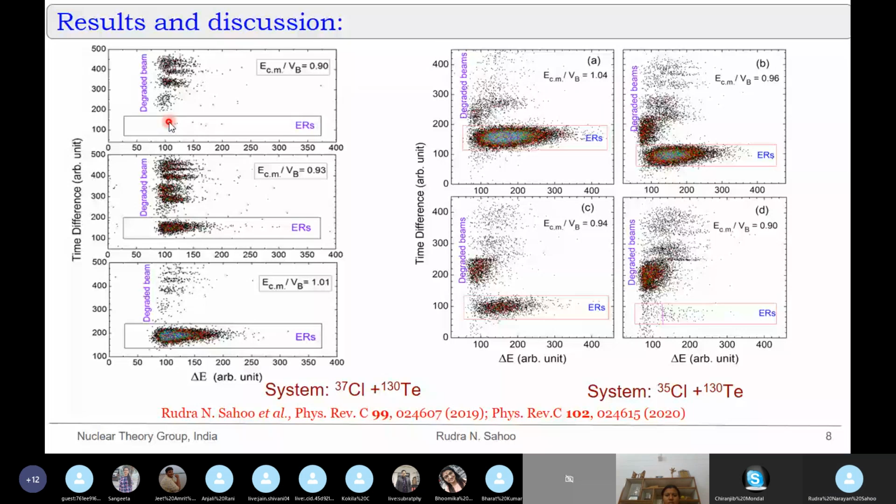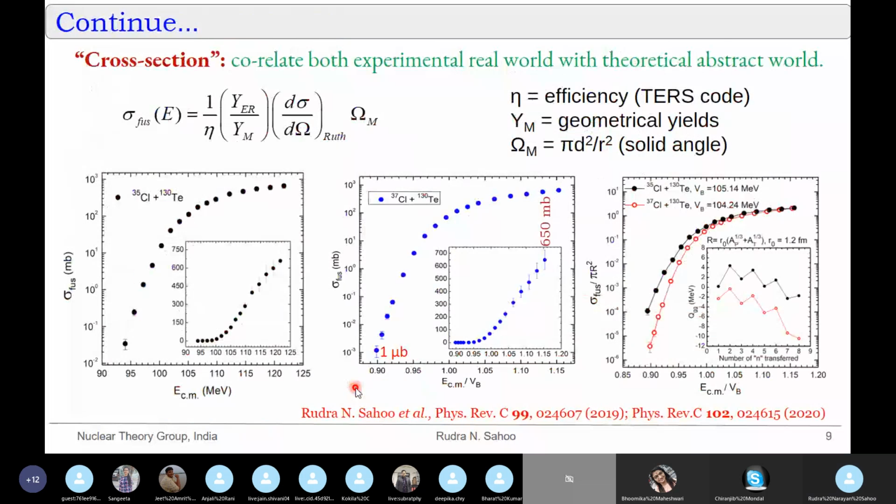And similarly, for the 35Cl plus 130Te case, we also measured the evaporation residue at different energies, and I am showing only 4 spectra here. So far, so good. We measured the evaporation residue of both systems at different energies, from 15% above the barrier to 10% below the barrier. And the cross section correlates the experimental, real one, with the theoretical, abstract one.